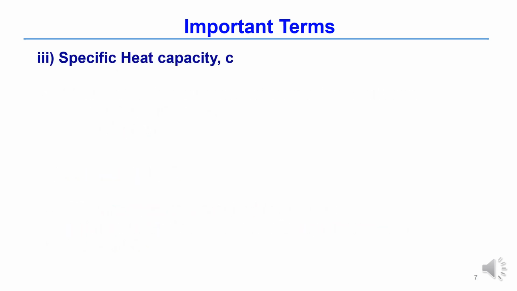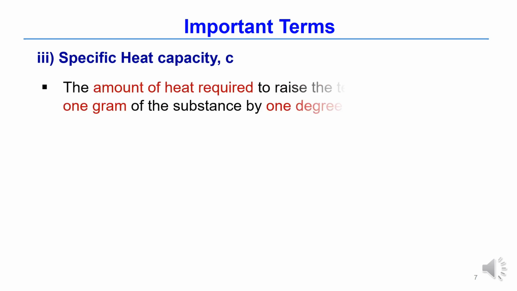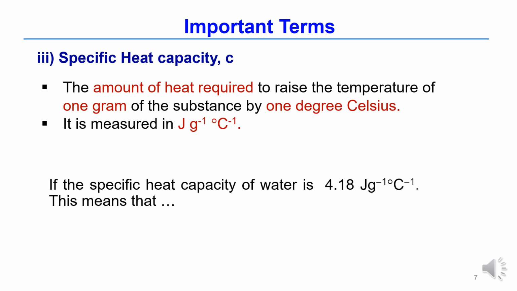Number 3 is specific heat capacity. The symbol is a small letter c. Specific heat capacity is the amount of heat required to raise the temperature of 1 gram of the substance by 1 degree Celsius. It is measured in joule per gram per degree Celsius.